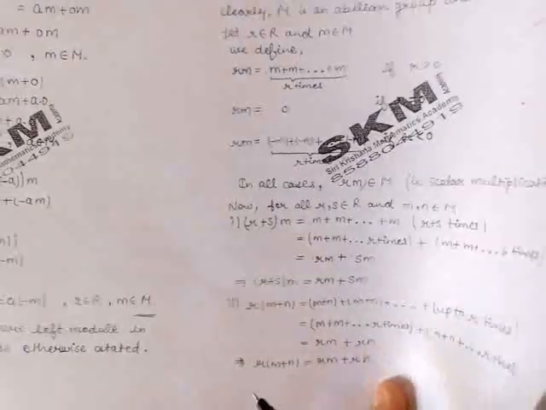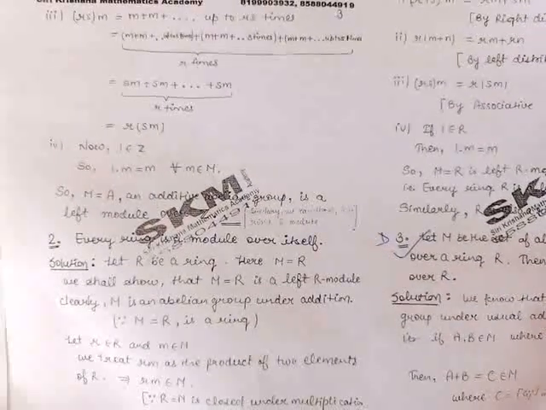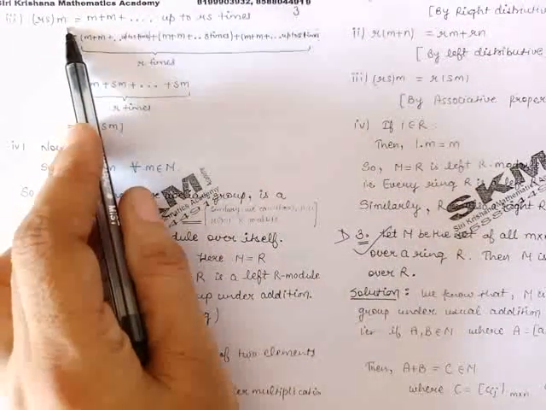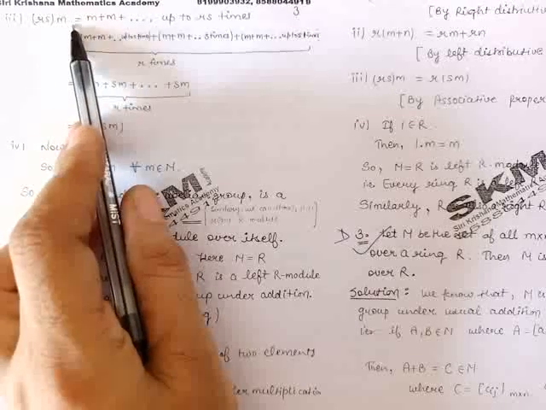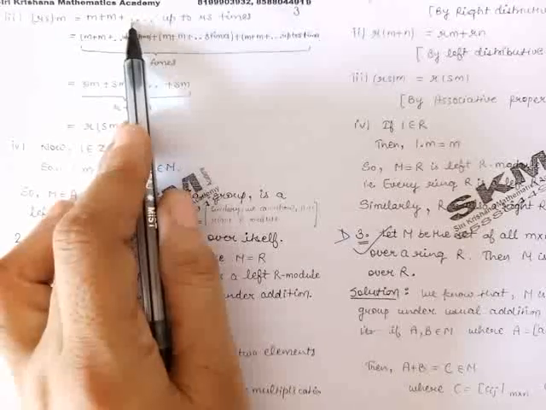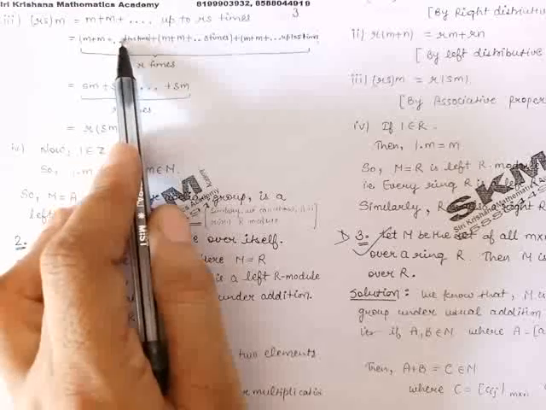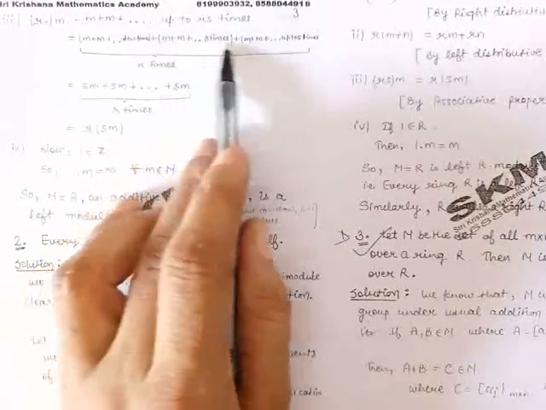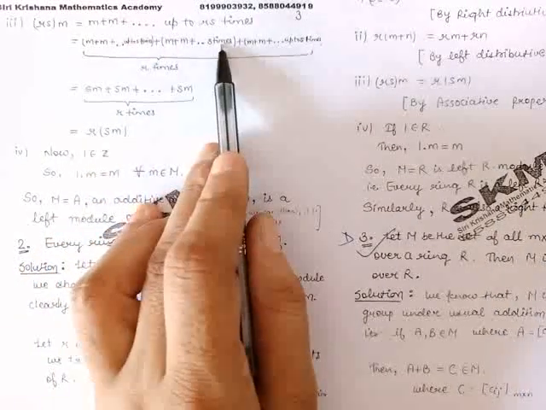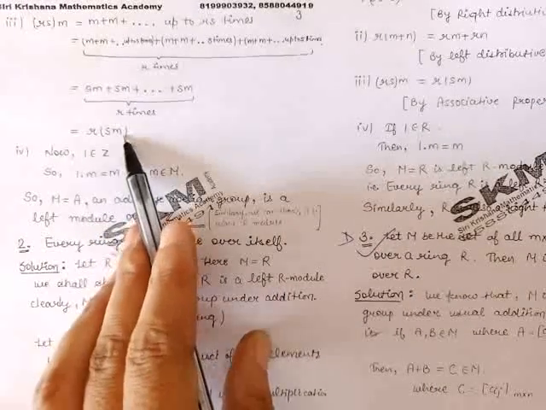Now in the third condition, we take 2 scalars R and S from the ring R and 1 element from M. Now let us find RS into M. It means M added up to RS times. Now this can be written as M added up to S times, and this is R times. So this will become Sm, Sm, Sm, R times. So we get R into Sm.